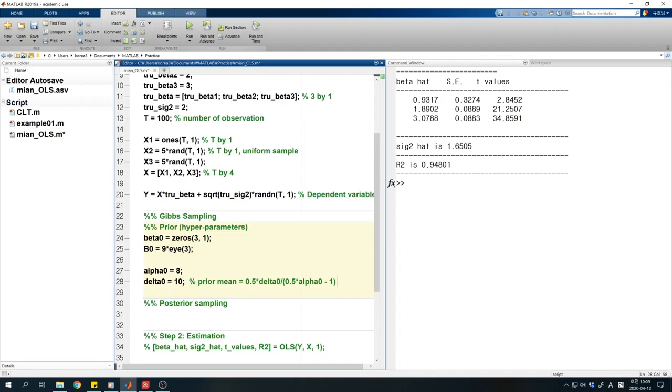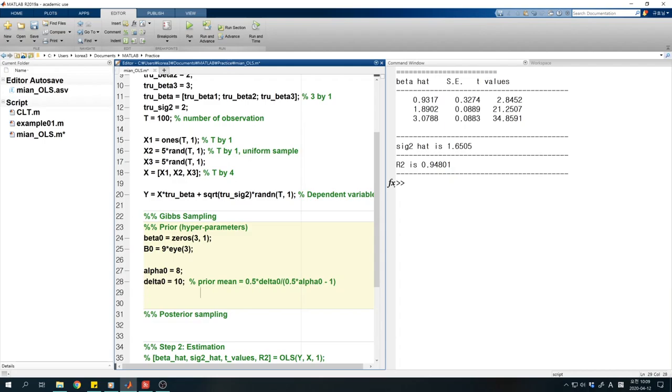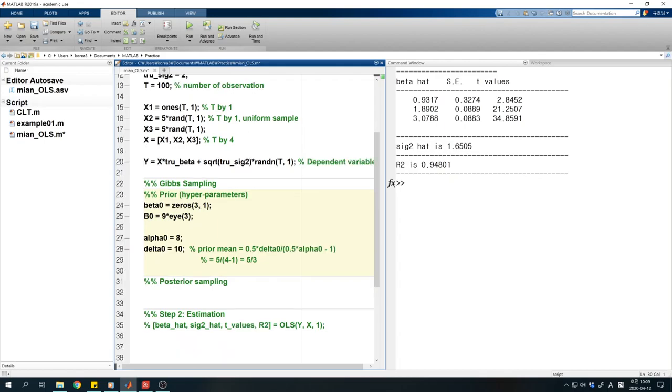So what does it mean? 0.5 delta 0 is 5, divided by 4 minus 1, so that means 5 divided by 3. So this is a bit less than 2. The true value is 2, and our prior mean is a bit less than 2. Okay, so that's it.